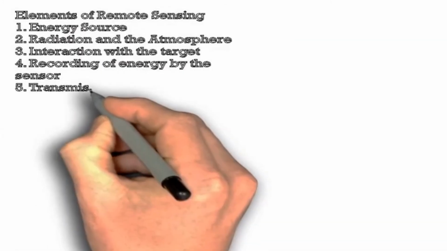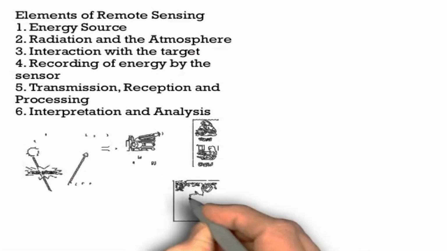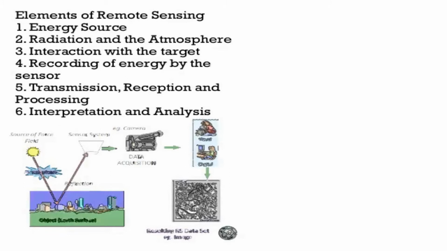Elements of remote sensing: 1. Energy source. 2. Radiation and the atmosphere. 3. Interaction with the target. 4. Recording of energy by the sensor. 5. Transmission, reception and processing. 6. Interpretation and analysis.